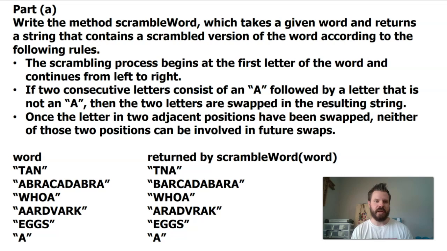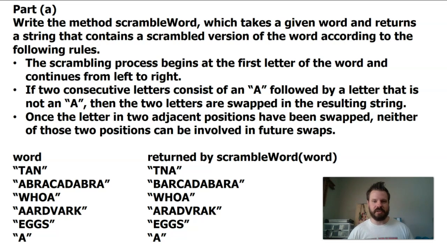For part A, we want to write the method scrambleWord, which takes a given word and returns a string that contains a scrambled version of the word according to the following rules. The big thing with this one, and a lot of the feedback I was giving students, is make sure you understand the question. Make sure you understand what they mean by scramble. We've actually done stuff like this in the past where we did things differently. Don't get too hung up on how you'd scramble a word. Really make sure you understand how the AP exam wants you to scramble it, because those two could be completely different, a little bit like we saw in our last set of free response questions as well.